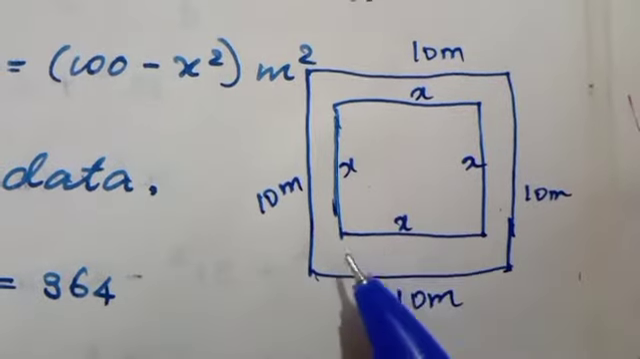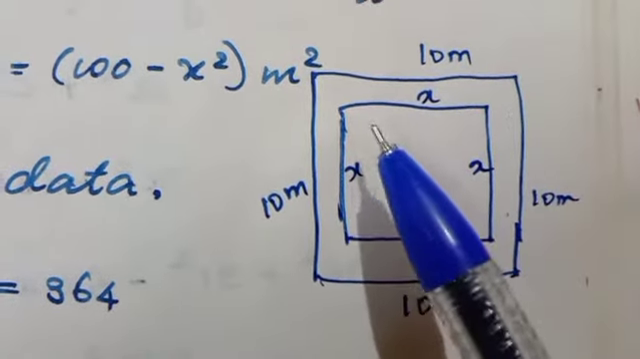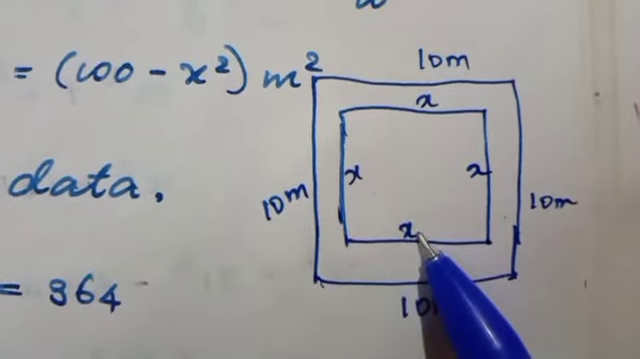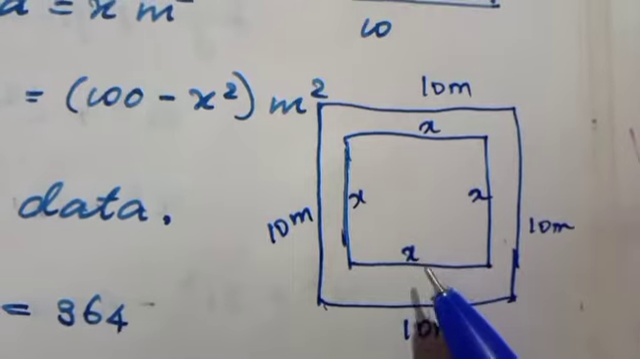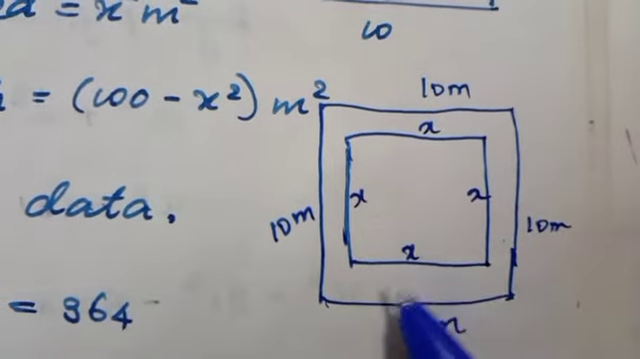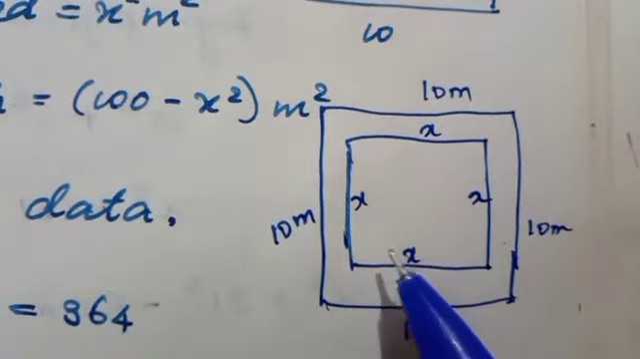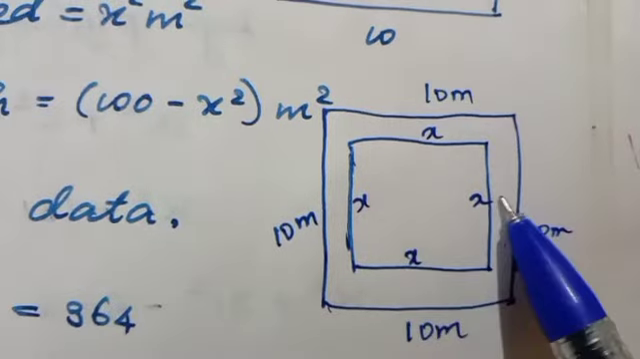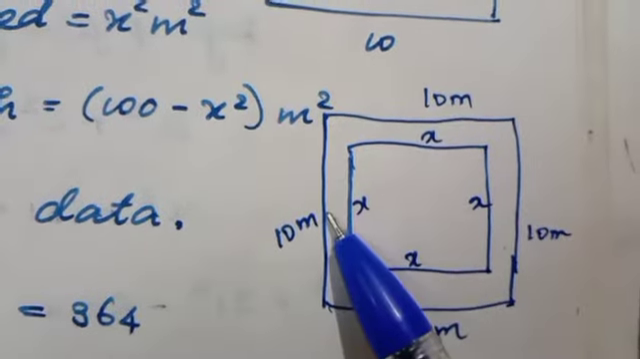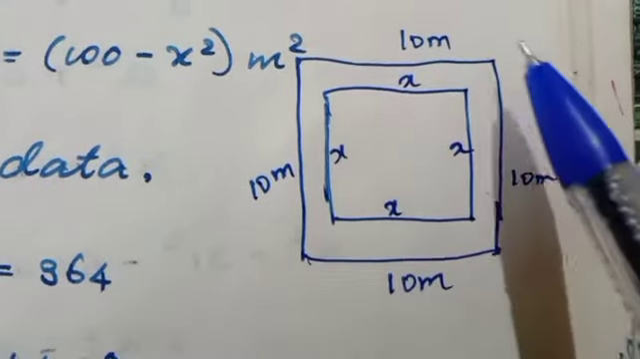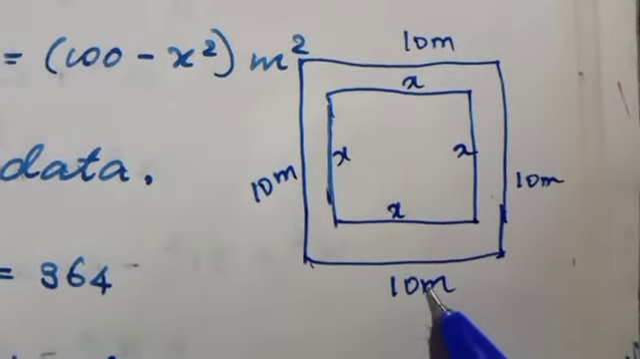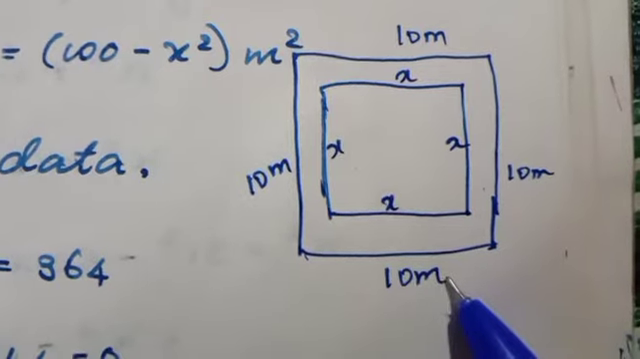So that is the square flower bed. Its side length is not given, so you have to consider this as x. This is also a square shape, and in a square all the sides are equal, so this is x, x, x, x. Then for the area, the side of the square field is given. Using this measurement you have to find the area of the field.